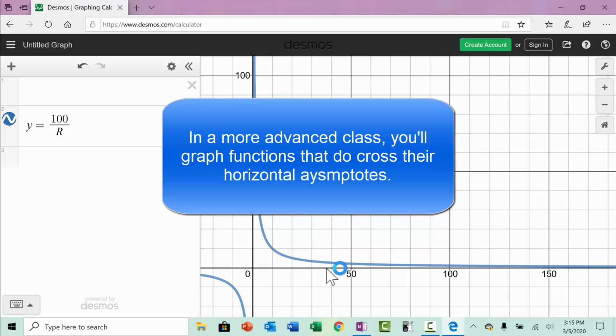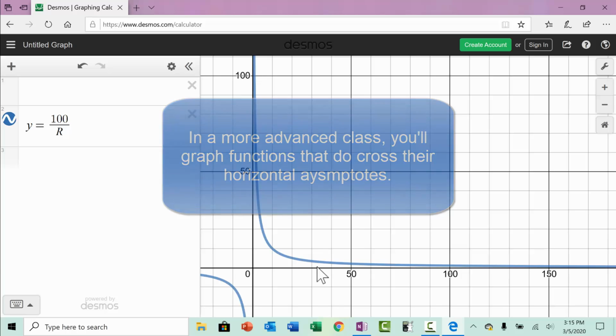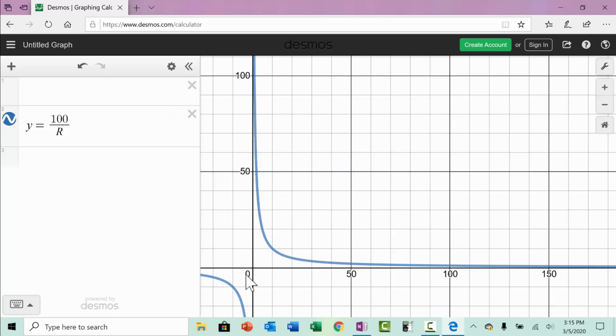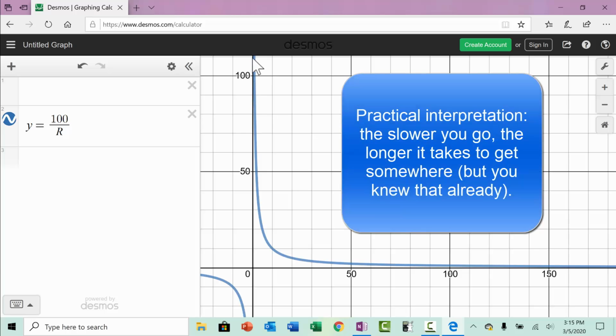Likewise, the graph will never ever get to the vertical axis. First of all, we're not allowed to plug in R equals 0, which would put you on the vertical axis. You'd get division by 0 there. And if you made R smaller and smaller, so made your speed, R stands for speed, smaller and smaller and smaller, the time it would take to go 100 miles would go up and up and up, but the graph would never cross the vertical axis.